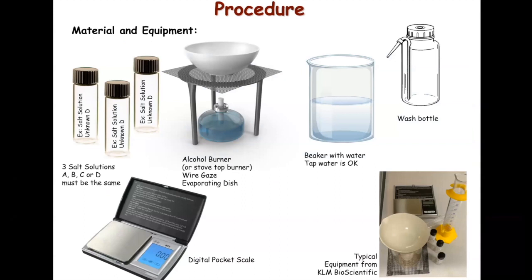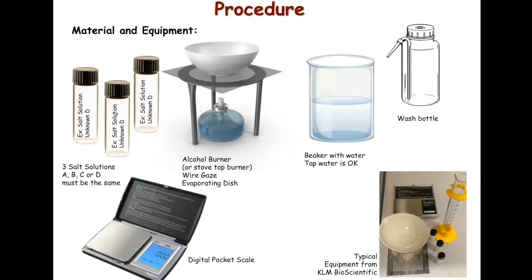You guys are going to have 3 vials. You want to find these vials in your plastic bag, and hopefully none of it spilled. It's going to say experiment, salt solution, unknown A, B, or C. They should all be identical. They should not be different. The reason why they're identical is because they're going to be the same solution, and you're going to repeat it 3 times. These 3 vials are all going to be the same.